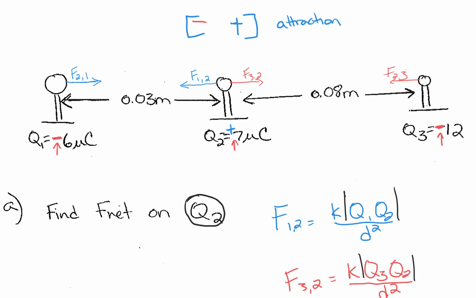You don't have to plug in the negative 12 microcoulombs, the negative 6 microcoulombs, but do remember that when you plug these in, you're going to have to represent them as 6 times 10 to the negative 6, then Q2 is 7 times 10 to the negative 6, right? We have to convert to coulombs because the unit for K is newtons meters squared per coulomb squared. That's the units for K.